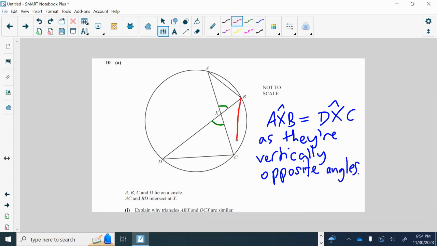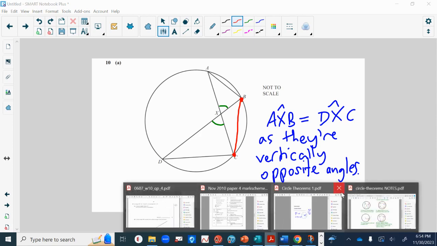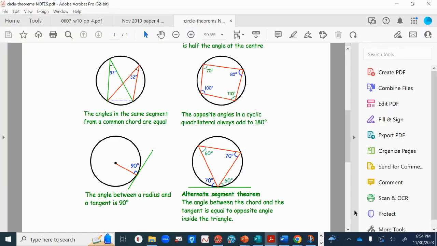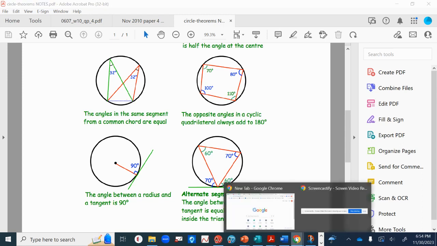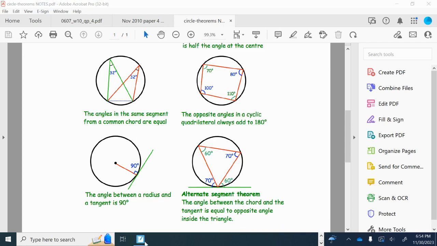This is the second one. They share an arc here. So I've opened up the circle theorem sheet that I gave you in class. It's actually this: the angles in the same segment from a common chord are equal. So let's go back to that. They share this chord, and then those two parts are equal, and these two parts at the bottom are equal as well. Right, so let's see if that matches up.